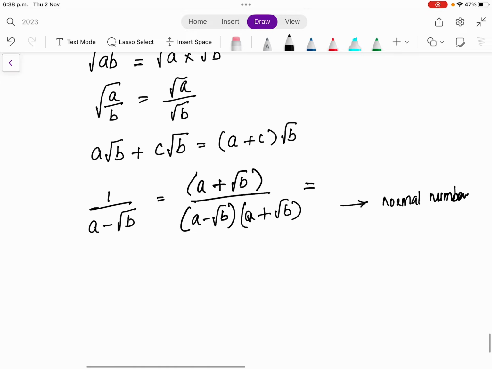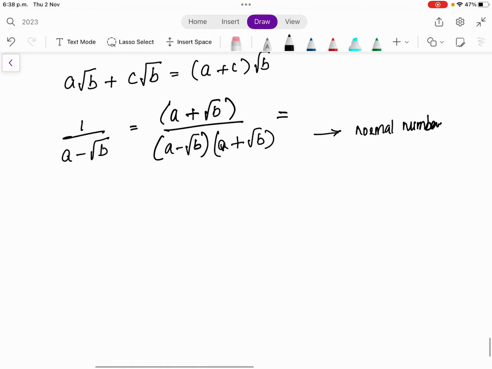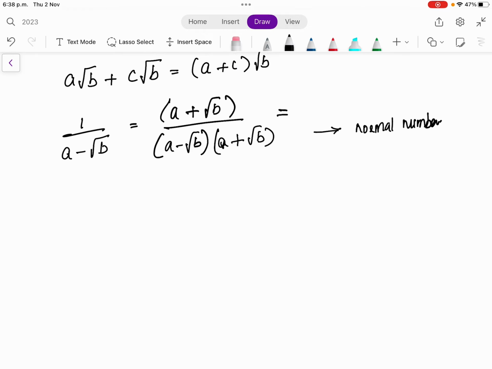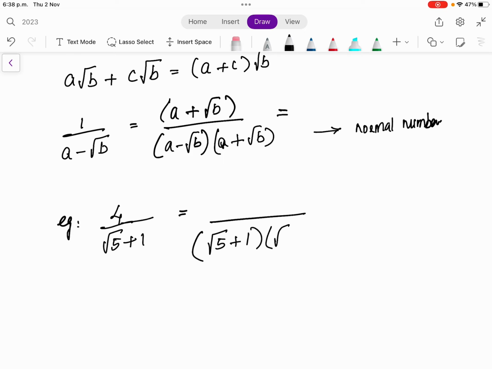So let me just take an example of this and I will show it. If you have something like 4 over the square root of 5 plus 1, then in the denominator you have a surd. So what you do is multiply the numerator and the denominator by the conjugate. So you have the square root of 5 plus 1, and this will be the square root of 5 minus 1, and here it will be the square root of 5 minus 1.